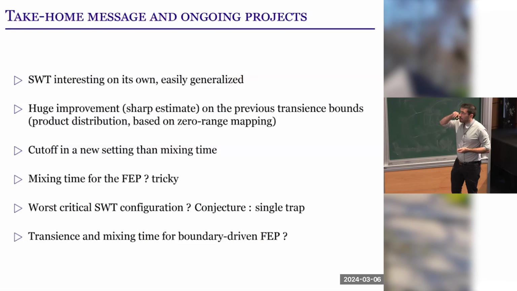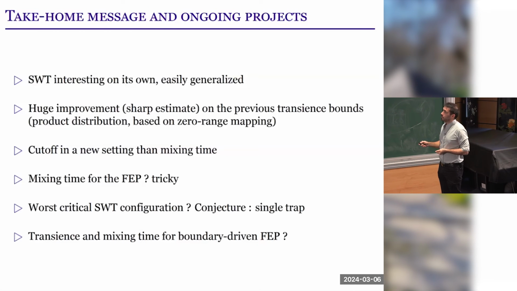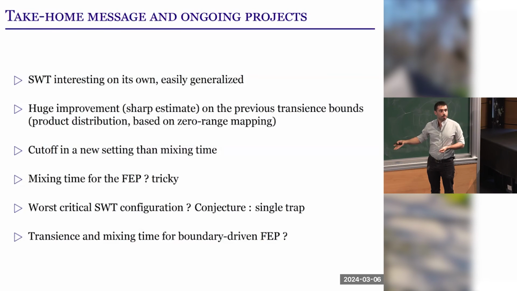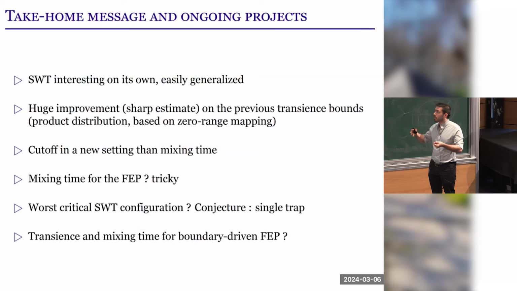Okay, so let me maybe stop here. A couple of comments and open problems on this question. So first, we came across the SSEP with trap because we were trying to understand the FEP. But we feel like the SSEP with trap is a very interesting model in its own right. It's very easily defined in other settings, on other graphs, on higher dimensions, for example.